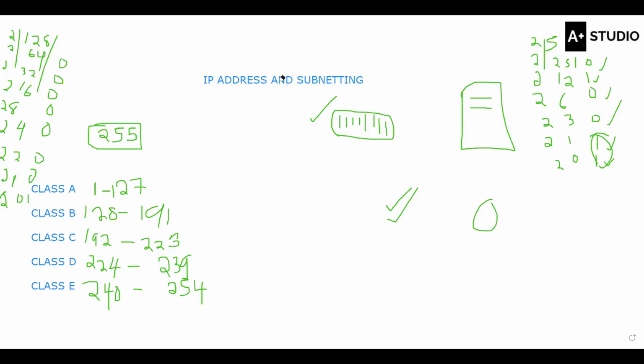Basically, the 0 and then the 255 are reserved addresses. They are reserved for some special purposes. Reserved IP addresses, one in every network. The first one is for the network address, and then the last one is for the broadcast address. So that is a reserved IP address. We are going to get there as well.